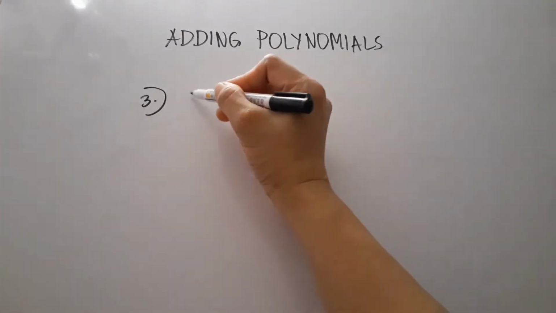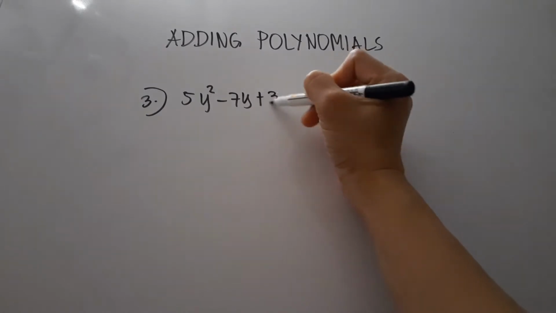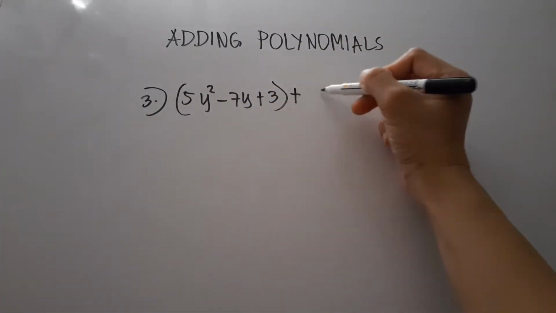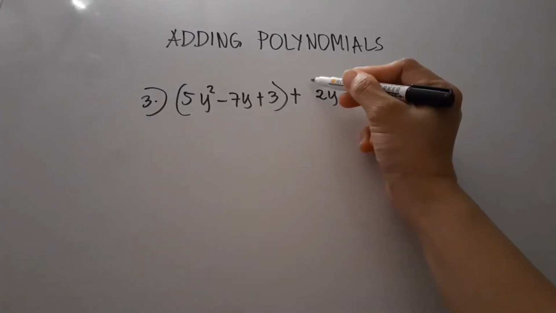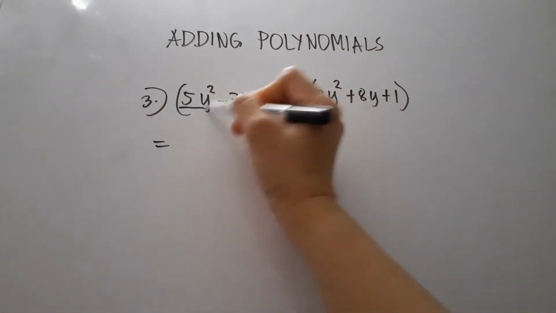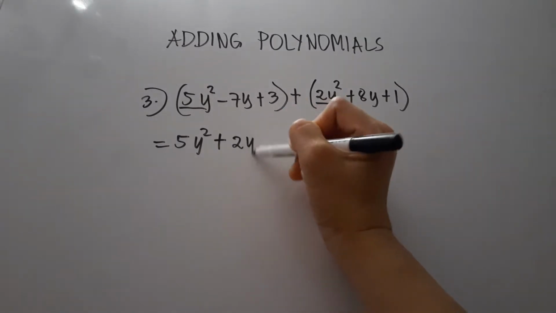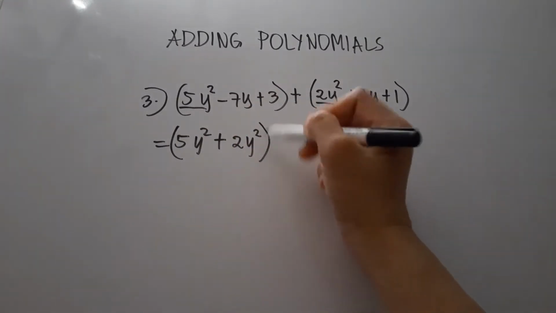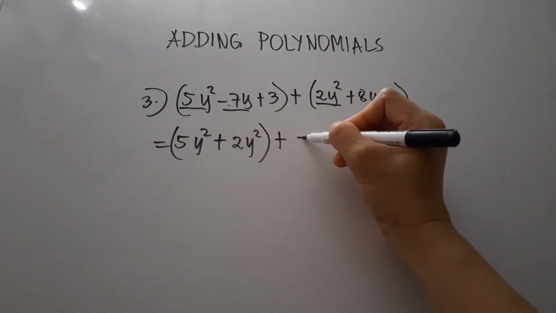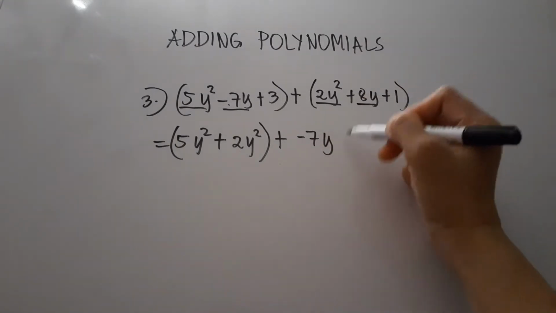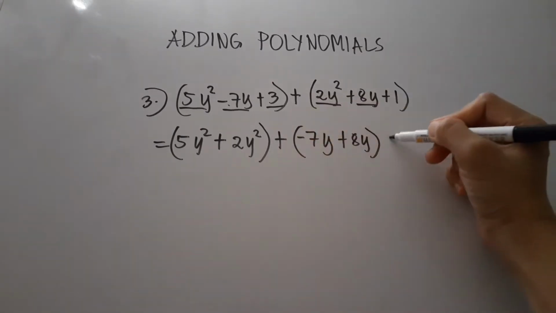And then let's have example number 3, which is 5y squared negative 7y positive 3 plus 2y squared positive 8y plus positive 1. So we can collect like terms, which is 5y squared and 2y squared. Remember that it is addition because of the same sign. Then negative 7y positive 8y, it is different signs, remember. Then positive 3 plus 1.